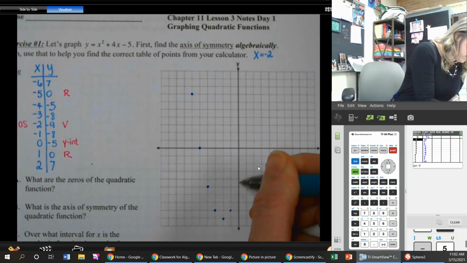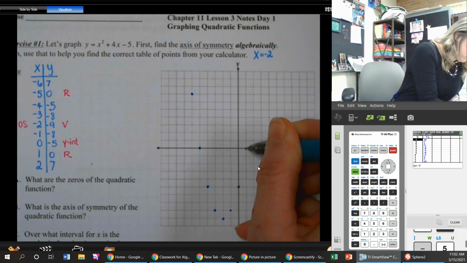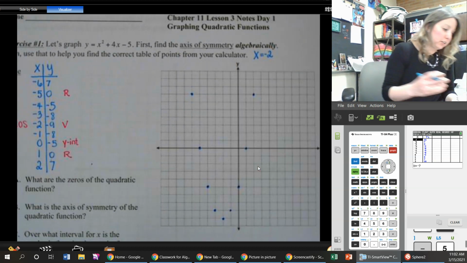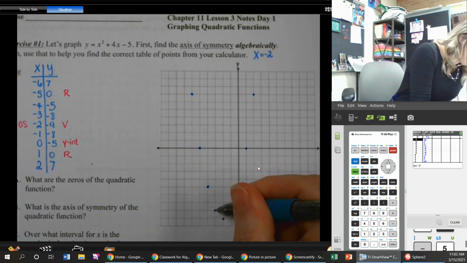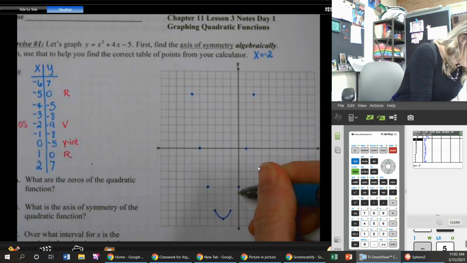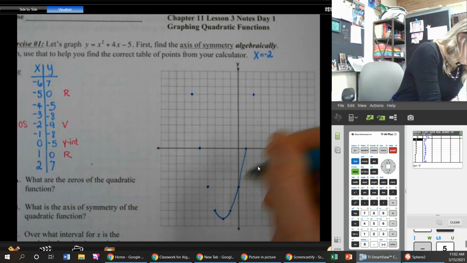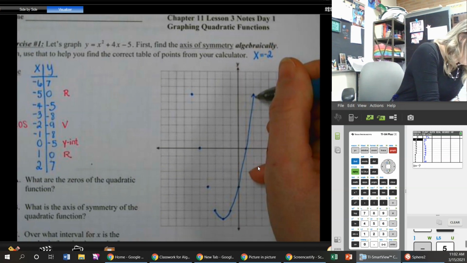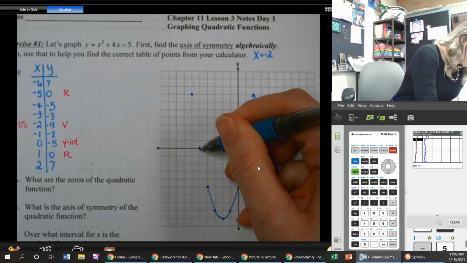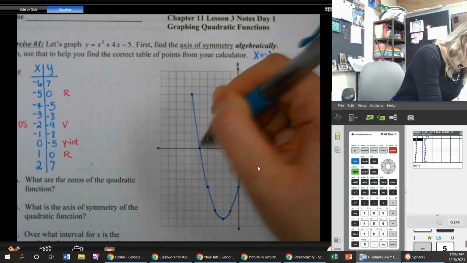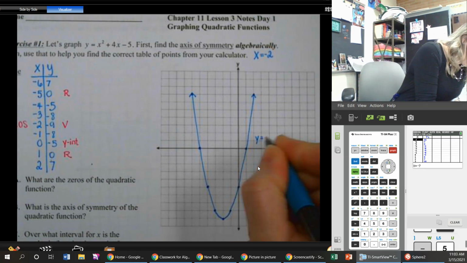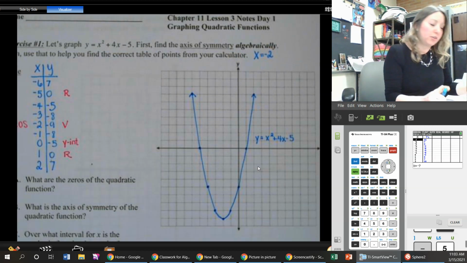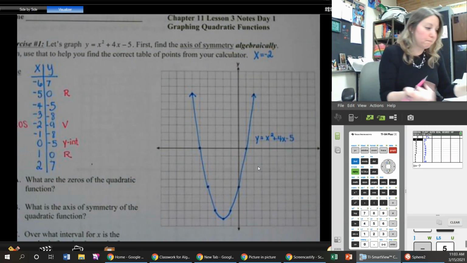And then we scooch back up, and these values that we had just talked about as being specific points on this graph are now lining up, matching up. Connect. I'm going to label my equation, and then I'm going to label all the parabola properties that we have. So arrows at the end there, and this is y equals x squared plus 4x minus 5. Always label the equation of your function on it.